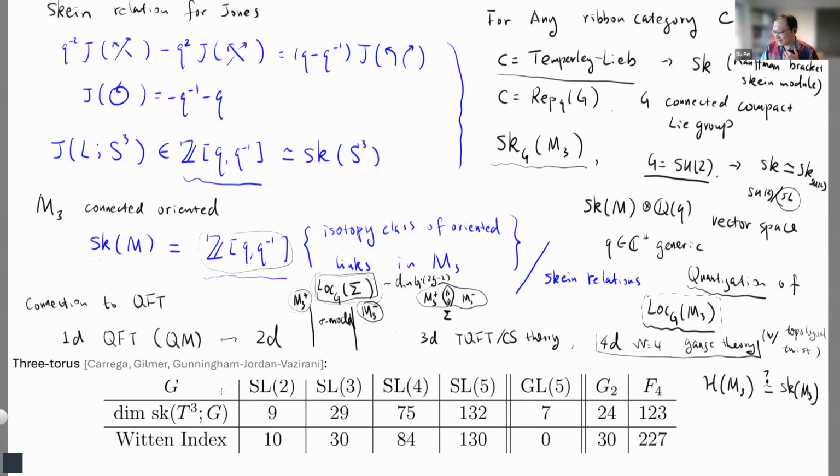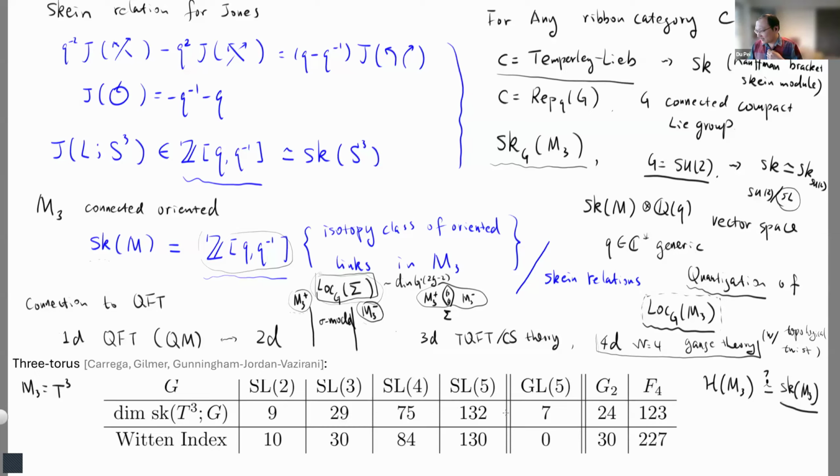So here I've listed the dimension of the skein module. Recall that it's a vector space, so one can talk about its dimension. For the case that the 3-manifold is just a 3-torus, then for a fixed gauge group, one has a finite dimensional vector space. That's a general statement from the work of Cunningham, Jordan, and Safronov.